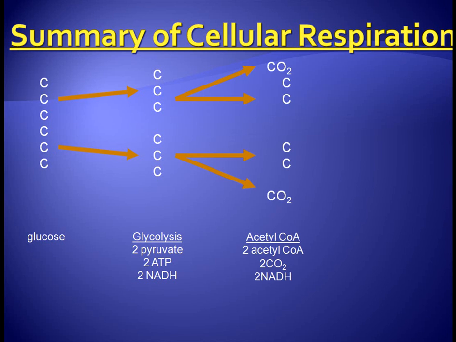Now these 2 pyruvates will enter into the citric acid cycle. As they go inside the mitochondrion, however, they have to go through a transition phase. This transition phase takes pyruvate and oxidizes off a carbon dioxide. In the end, we have 2 carbon dioxides produced and 2 acetyl-CoA. By oxidizing CO2, we also reduce 2 more NADH molecules.